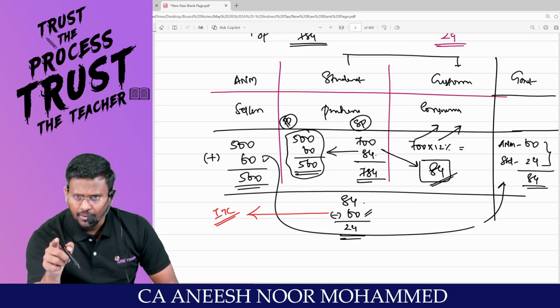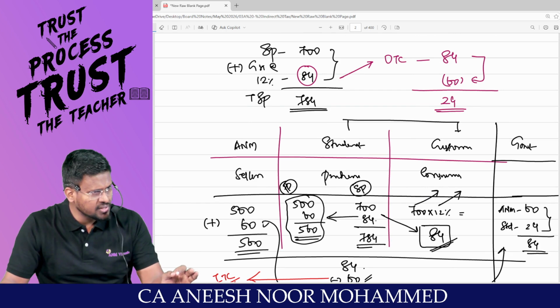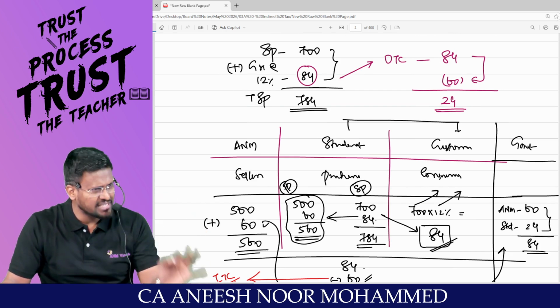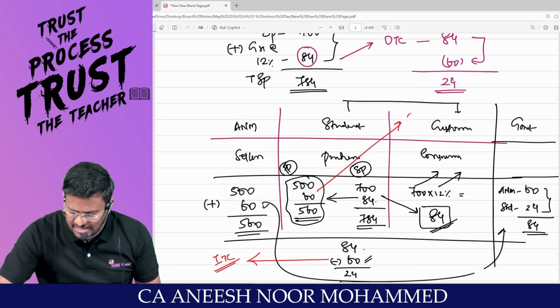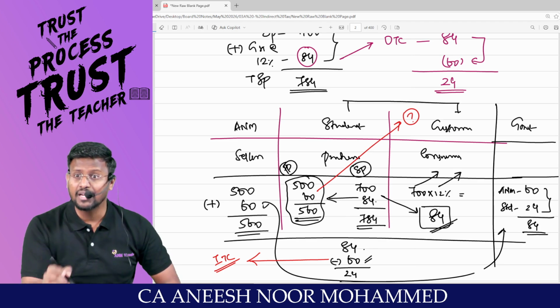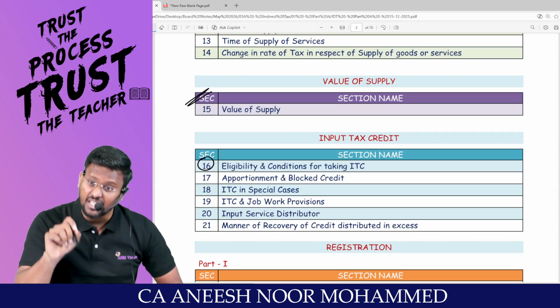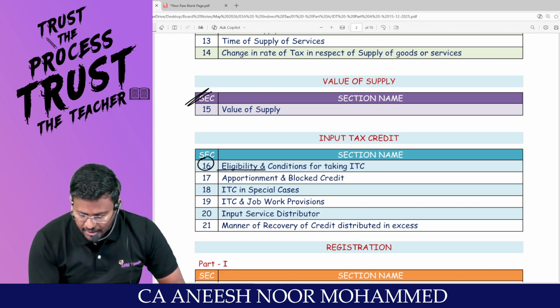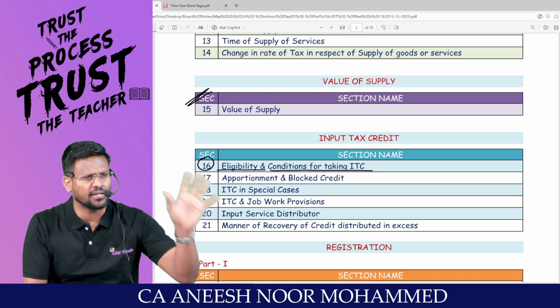You are a student. You purchase a calculator from me. Tell me, my dear lovable students, have you paid any tax at the time of purchase? Yes, sir. Can the 60 be claimed as ITC? It cannot be claimed as ITC. All these things are explained in section 16, that is, eligibility and conditions for taking ITC. Basically, the basic section for ITC.